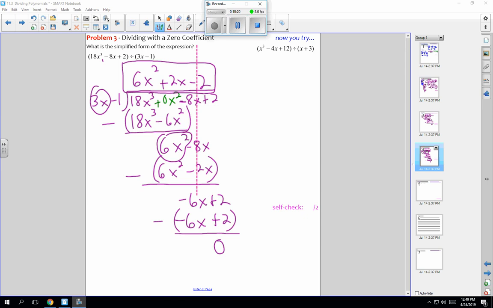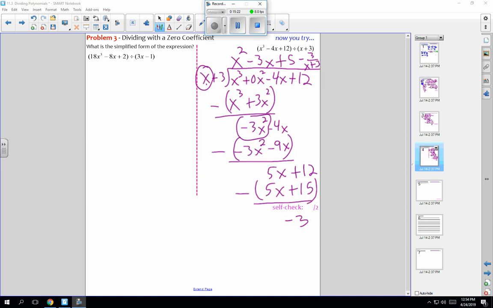So I'd like you to try the now you try. So our solution for this one is x squared minus 3x plus 5 minus 3 over x plus 3. And I'm just going to make one comment on this last one here, and then let you go ahead and get started on the practice problem.